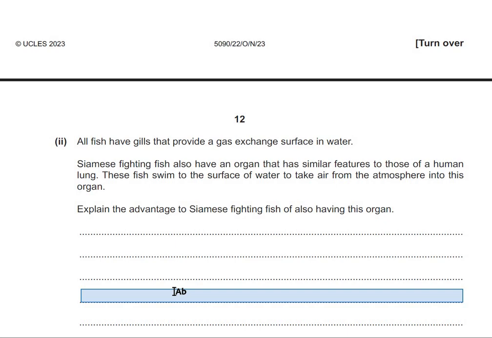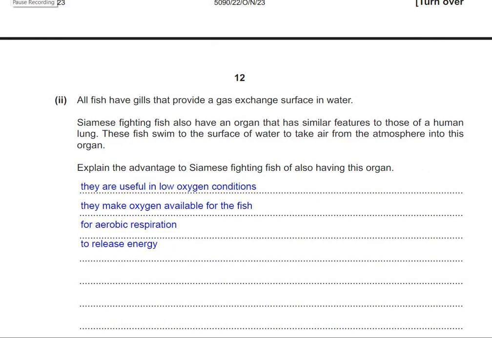So they are useful in low oxygen or no oxygen conditions, and they help the gaseous exchange between the body of the fish and the air, and make more oxygen available for the fish for aerobic respiration, which enables them to release energy or make use of the energy. All right. This is the answer to this question: they are important and useful in low oxygen conditions. They make sure that there is adequate gaseous exchange between the body of the fish and the atmosphere, and more oxygen is available for the fish to carry out aerobic respiration to release energy.